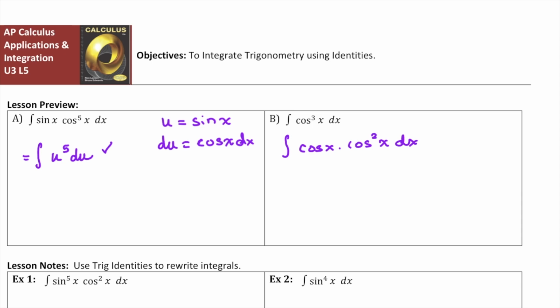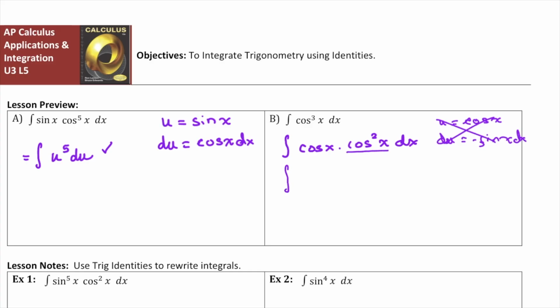Question B may have posed a little bit more of a challenge, but hopefully not much. If you were to let u equal your cosine x, that wasn't very useful because your du is going to be negative sine of x, and we have no sine values in our problem, so this is probably not the path to take. You will have to start using your trig identities.